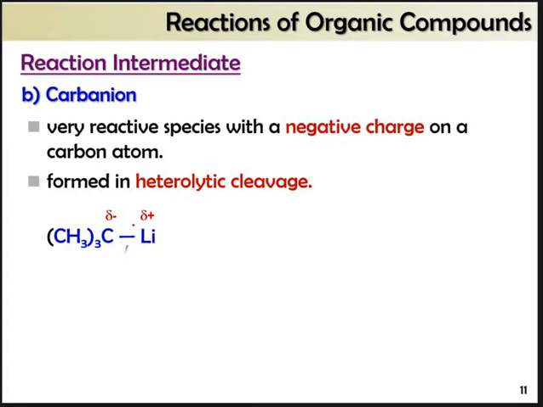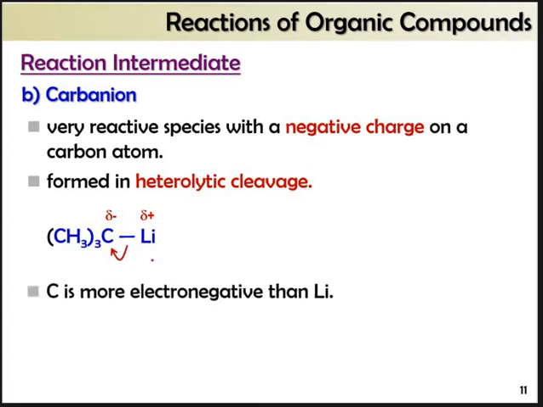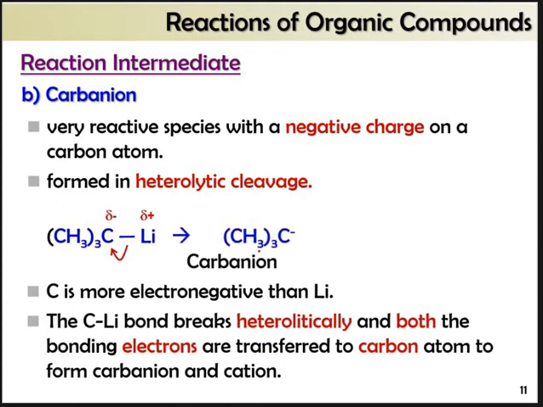Right, but then for this case, because of the difference in the electronegativity between carbon and lithium, the carbon here is more electronegative compared to lithium. So carbon is partially negative, lithium partially positive. So carbon is more electronegative than lithium, and both of the electrons will be given to carbon. So it will break heterolytically, and both of the bonding electrons go to the carbon. So it becomes a carbanion, which is the carbon here with the negative charge, and the lithium is a positive charge cation. So here is carbanion.